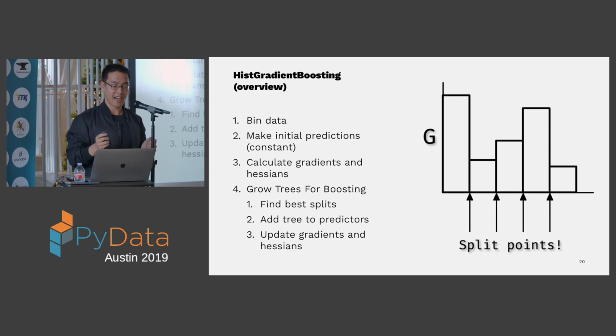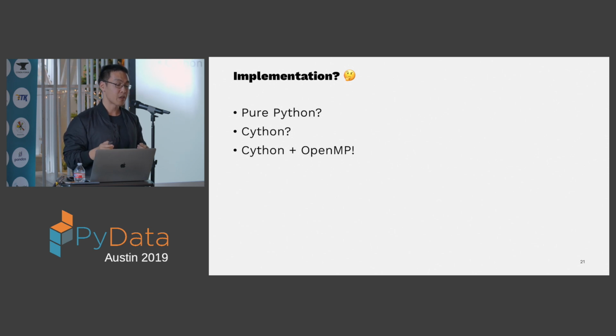So how do we implement this in scikit-learn? Could we use pure Python? As I said before, it would be slow. Could we use Cython? Yes, we do use Cython, but we use it compiled with OpenMP. All right?